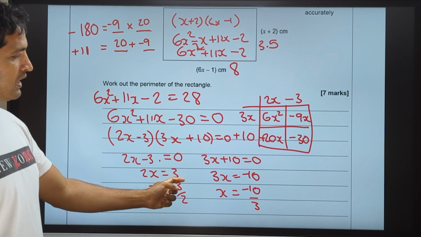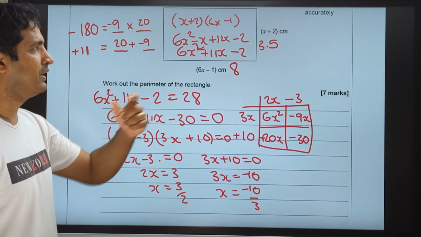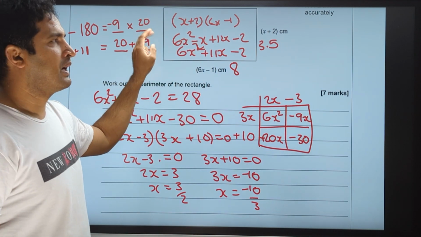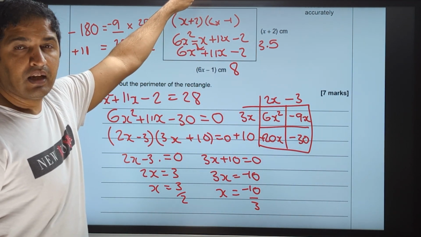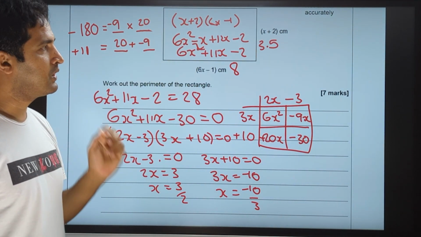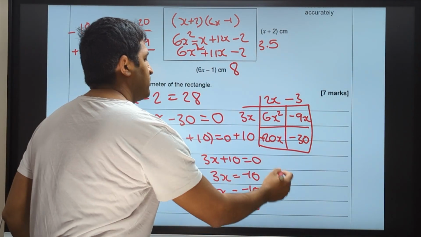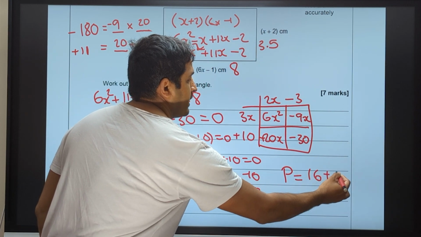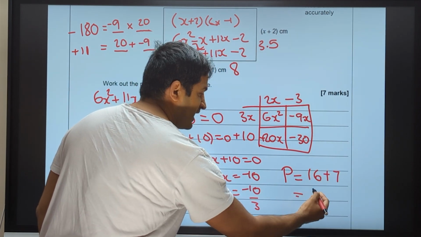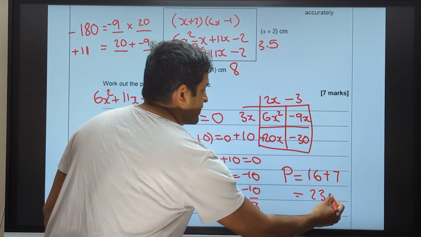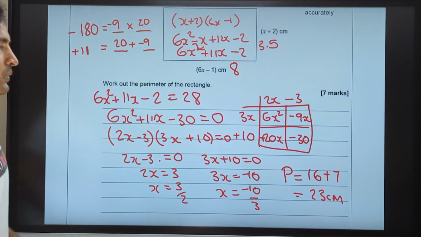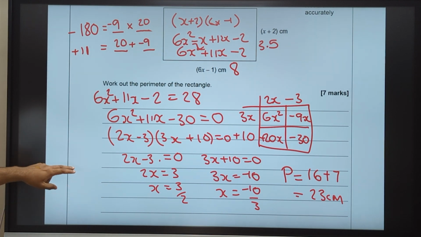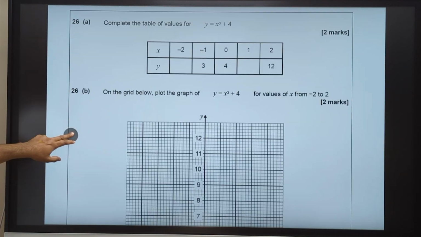Okay, you can do that. 3 over 2 is a half, 1.5, plus 2 gives you 3.5. Now 3.5, 3.5, 7, 8 and 8 will give you 16. So we got 16 add 7. So the perimeter is equal to 16 add 7, which is 23 centimeters altogether. And that's what we've been asked to do. Perimeter of that rectangle is 23 centimeters.